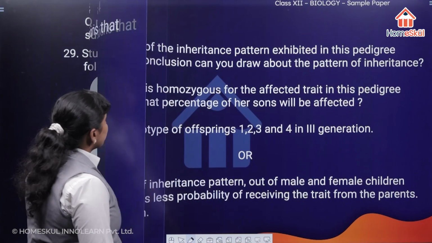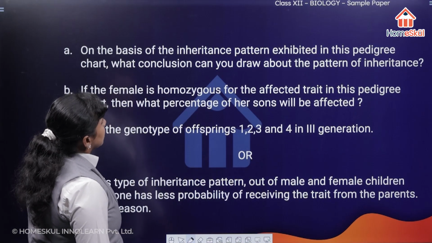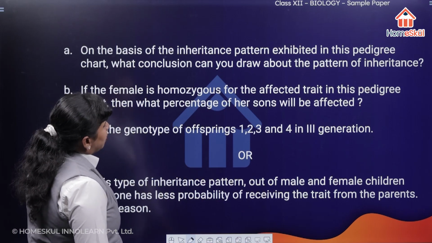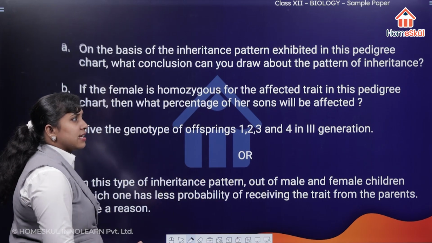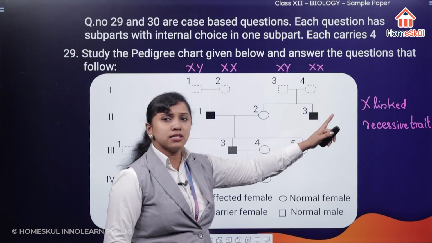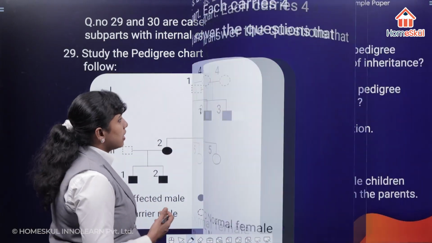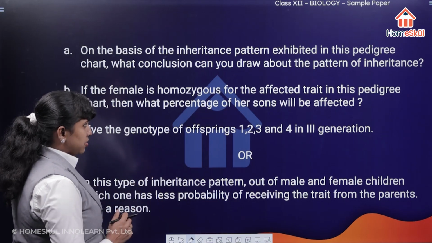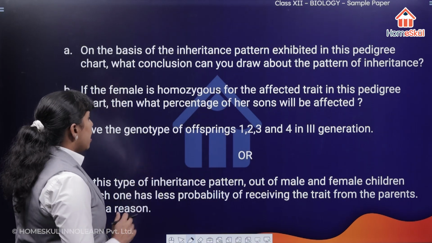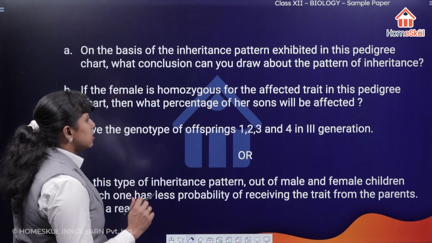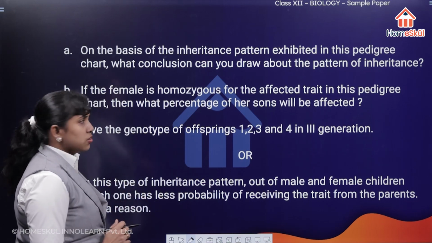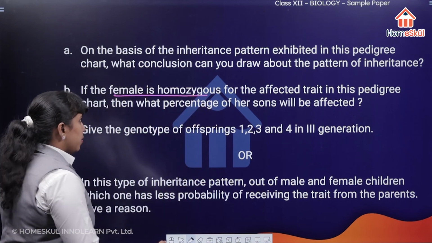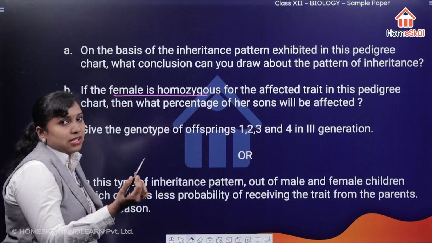Okay, so let us see the first question. On the basis of the inheritance pattern exhibited in this pedigree chart, what conclusion can you draw about the pattern of inheritance? We already said that, right? It is an X-linked recessive trait. Okay, then if the female is homozygous for the affected trait in this pedigree chart, then what percentage of her sons will be affected? So what is said here? If the female is homozygous, suppose we can say, we said that it is an X-linked disease, right?